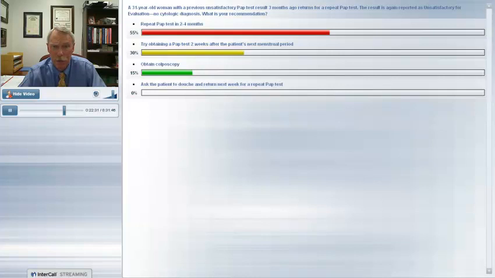Again, 100% of the respondents have suggested to repeat the Pap test in 2 to 4 months. That is a possibility. However, a significant number of experts would recommend obtaining a colposcopy. You've had at least a 6-month time period during which you could not obtain a satisfactory Pap smear evaluation. It may be appropriate to look with a colposcope.